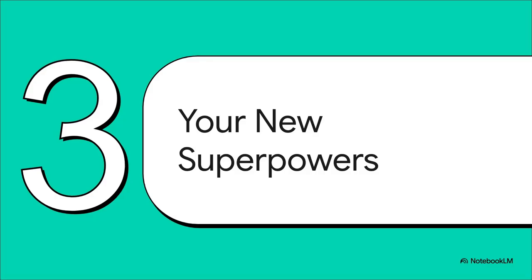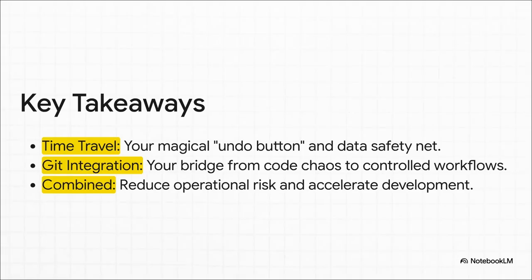Okay, let's bring it all home. We've just talked about 2 incredible superpowers you can add to your Snowflake arsenal. So let's recap the big ideas here. First, you've got time travel. Think of it as your magical undo button, your data safety net. Second, you have Git integration. That's your bridge to get from total code chaos to controlled automated workflows.